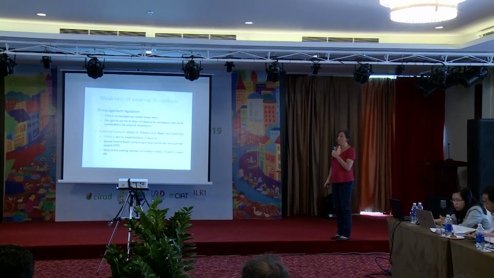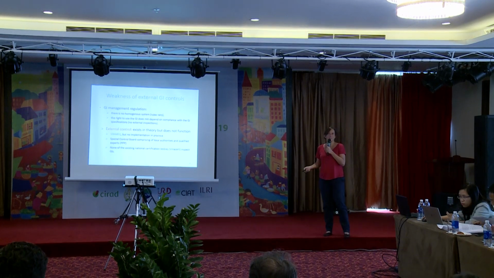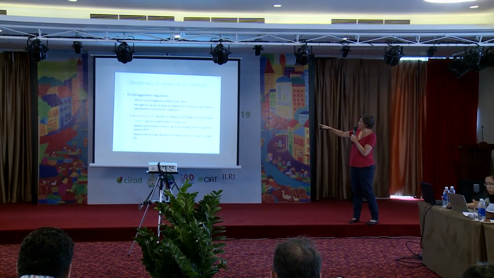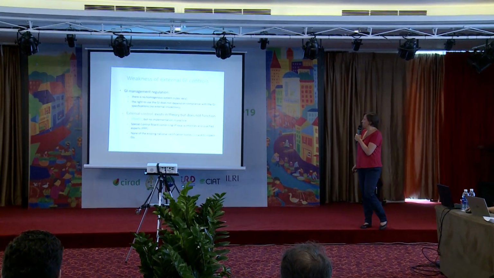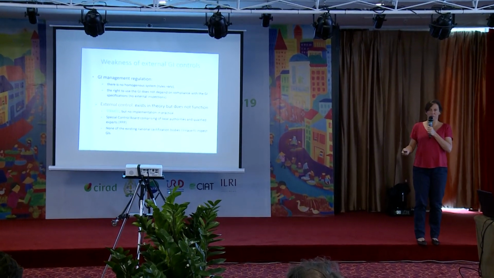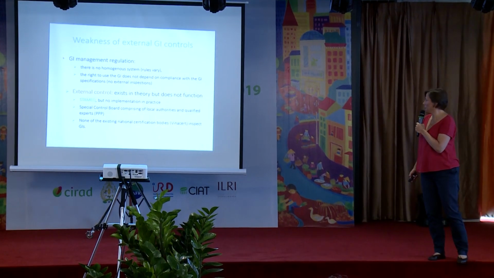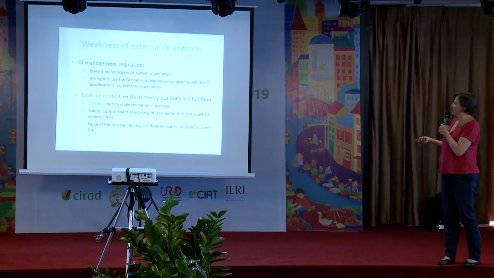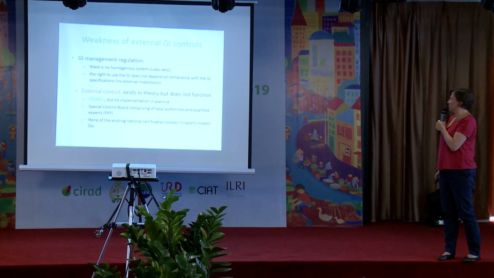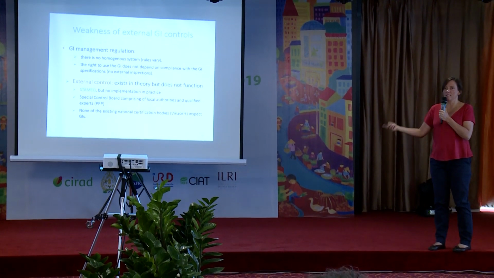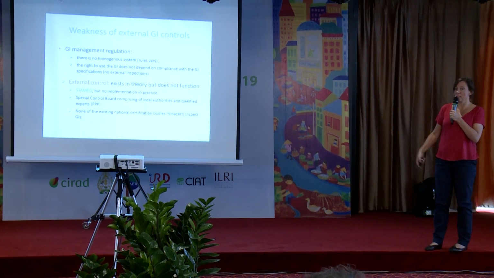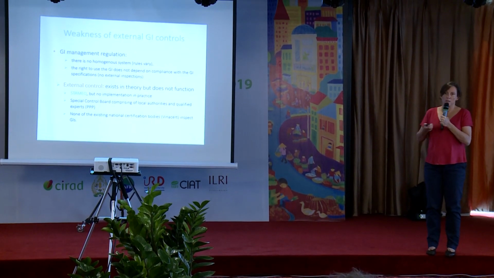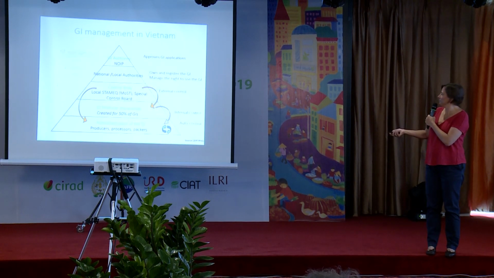So in theory, there's some kind of auto-control by the DOST and STAMEC, and there's a special control comprising local authorities and qualified experts, but we don't really know who they are. And what is interesting is that none of the existing national certification bodies, like VINACERT, that is accredited to certify organic, actually inspect geographical indications. So it's interesting because they're completely separate.